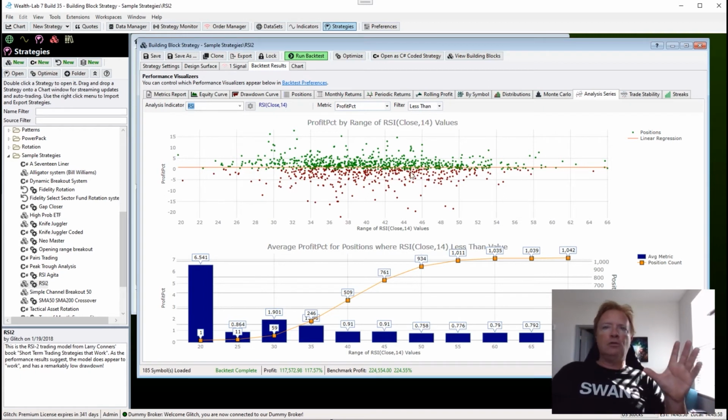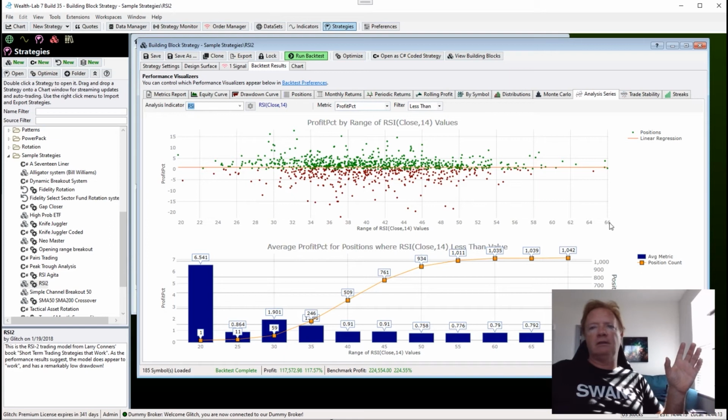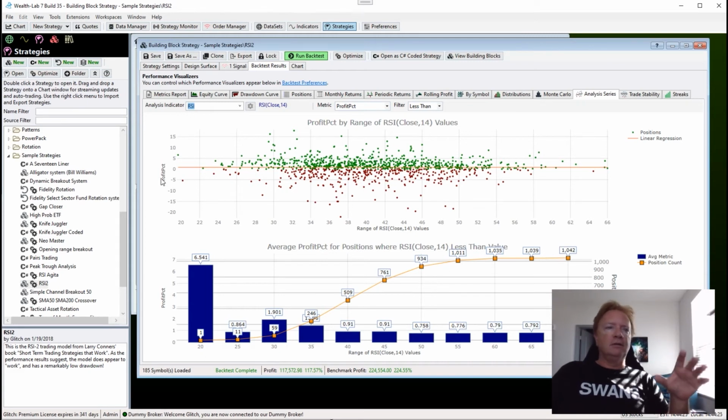And the first graph that we see here, the bottom, is the range of values for the RSI 14, going from the lowest recorded value of around sub 20 to the highest recorded value, close to 70 in this case. And that is plotted against the profit percent of each backtest position. So here's a nice scatter plot of the profit percent.